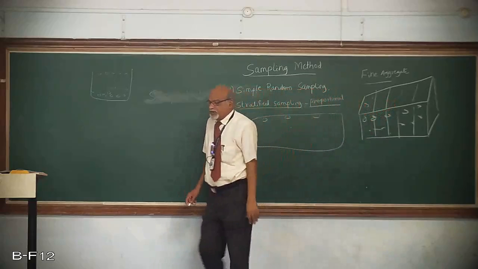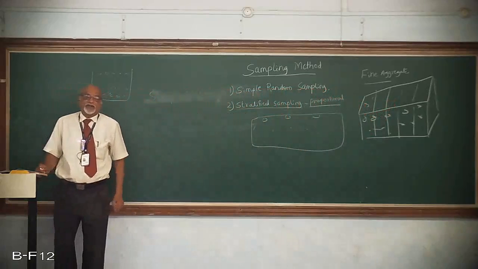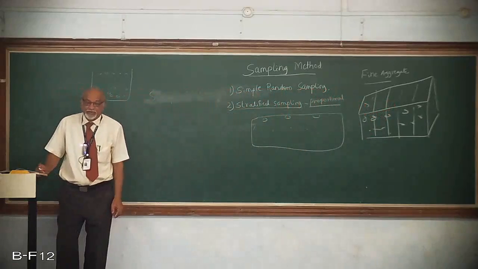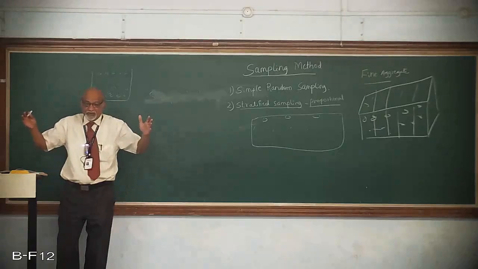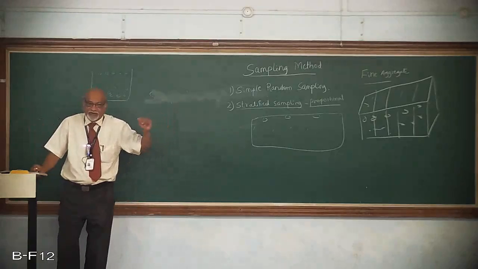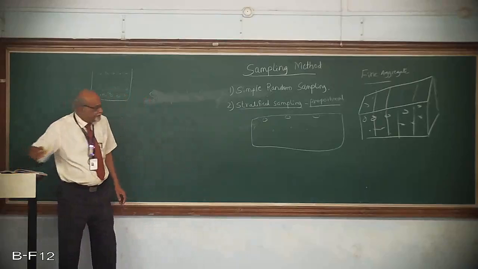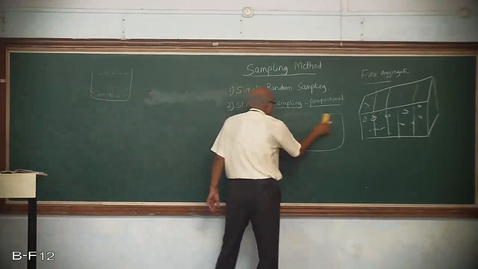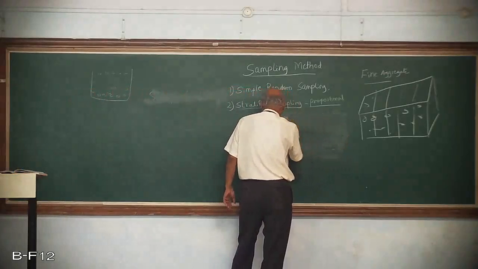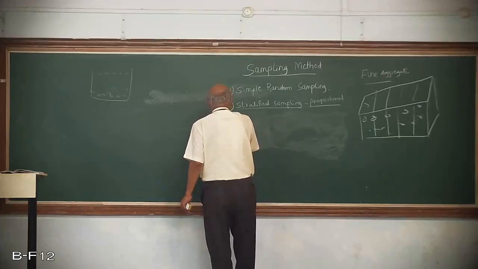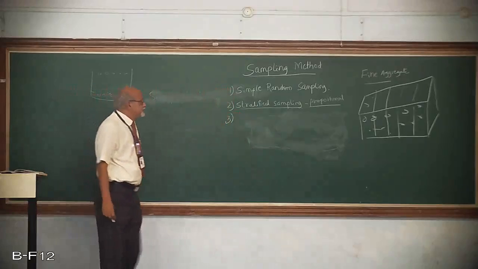This is what is called stratified sampling. But random sampling is not possible because of the sheer quantity. We are going for that. Okay. Next one, the third one, is systematic sampling.